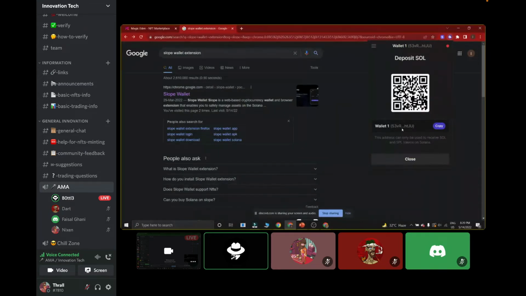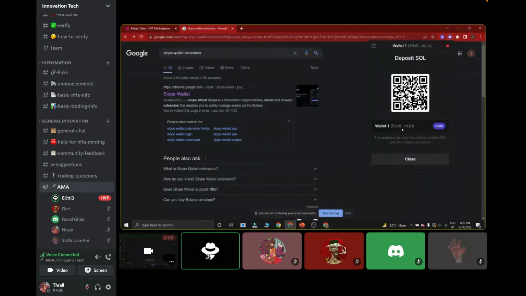This is your wallet address, and if you want to deposit Sol or any other coin, or even if you want to deposit some NFT, what you will do is copy this wallet address and send it to the other person, and then that person will send the NFT or any other cryptocurrency to this address.